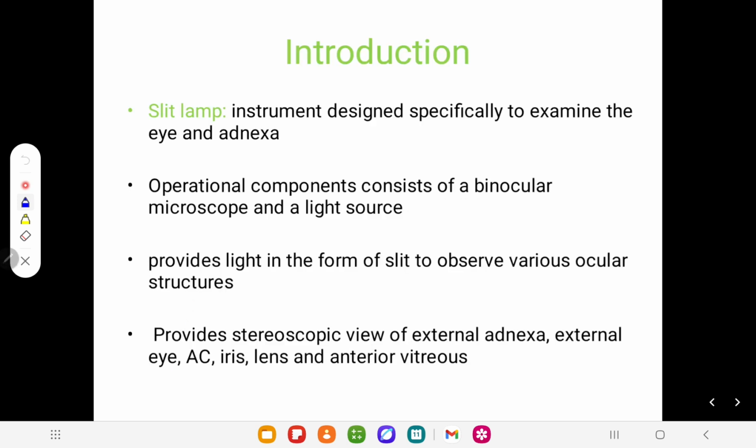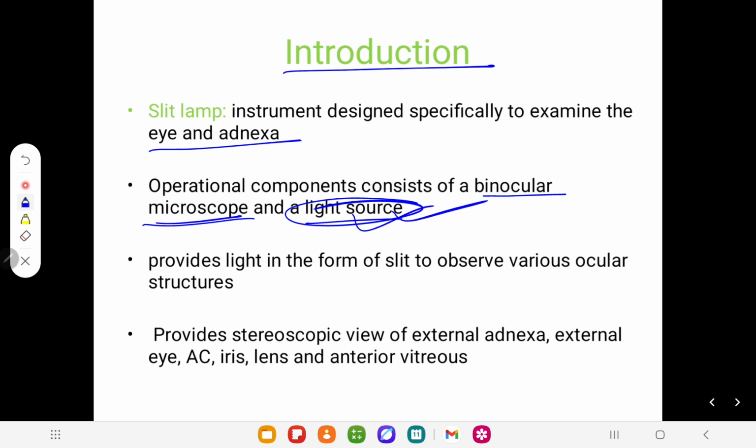Let's move. So, introduction. The slit lamp is an instrument designed specifically to examine the eye and adnexa. The operational component consists of a binocular microscope and a light source. Light source means the illumination system, and the microscope means the observation system. The light source provides light in the form of a slit to observe the various ocular structures. It's very important. It does not just provide light, it provides light in the form of a slit, because the magic is there whenever there is a slit.